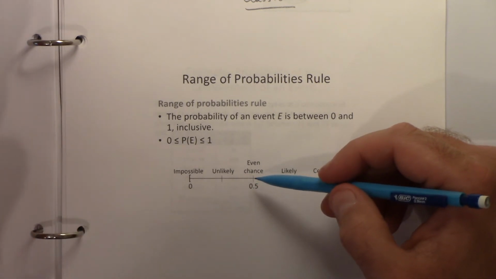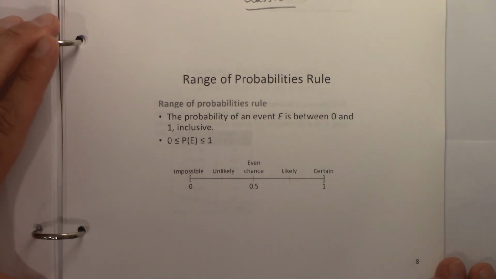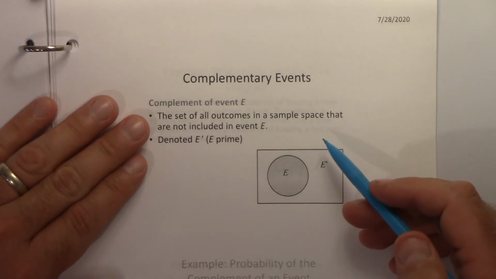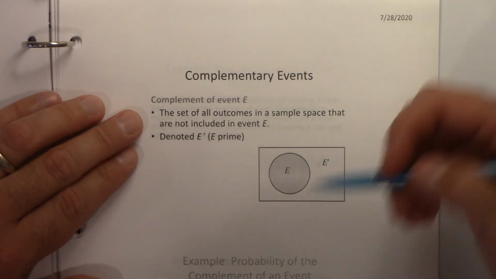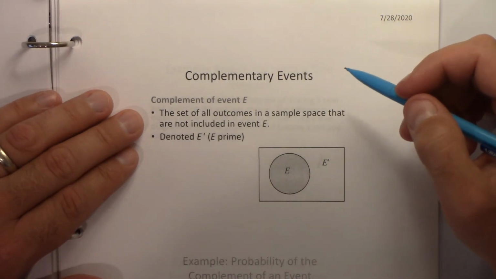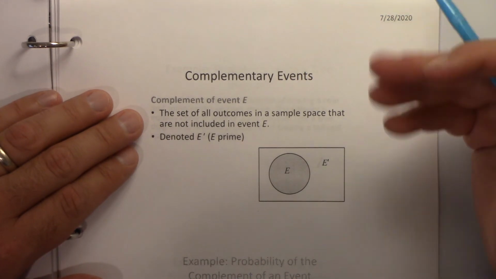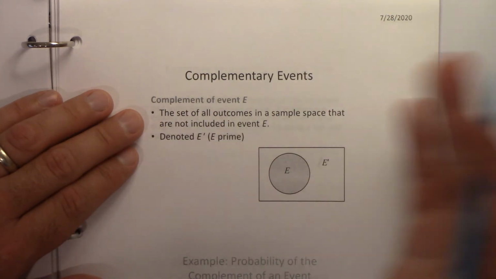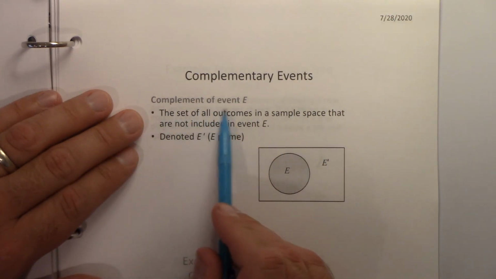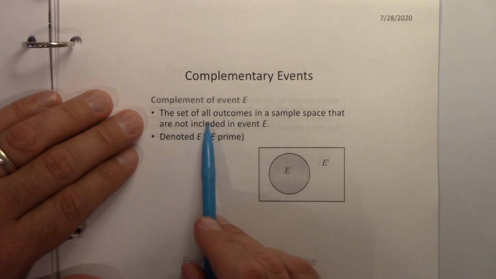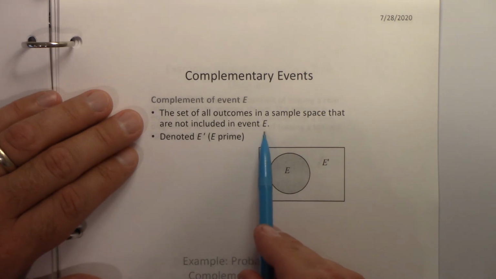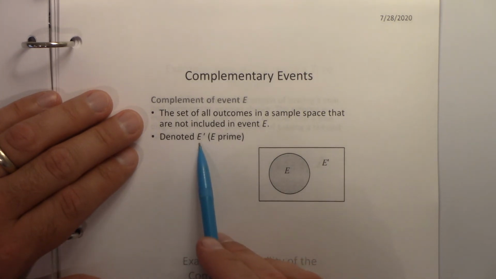There's just a couple more concepts that I want to share with you here. On page 9, they talk about what are called complementary events. It's kind of like a complementary angle. You know, complementary angles in geometry are two angles that together make up a right angle. So it's kind of like the leftover. The complement of an event E is the set of all outcomes in a sample space that are not included in event E itself. This is always denoted as E with a stress mark. We read this as E prime.